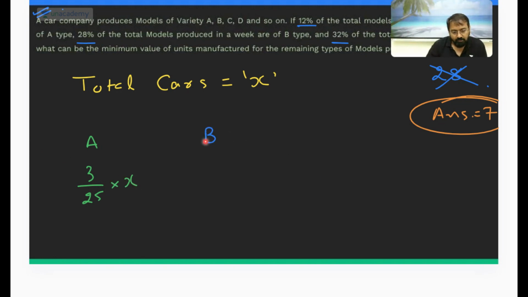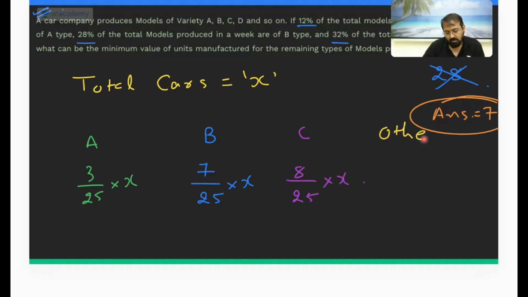For model B, can I say it will be 7 by 25th of X. For model C, it will be 8 by 25th of X. And for others, it will be remaining. So it will be, once again, if you check, 7 by 25 of X. Do you all agree, everyone?